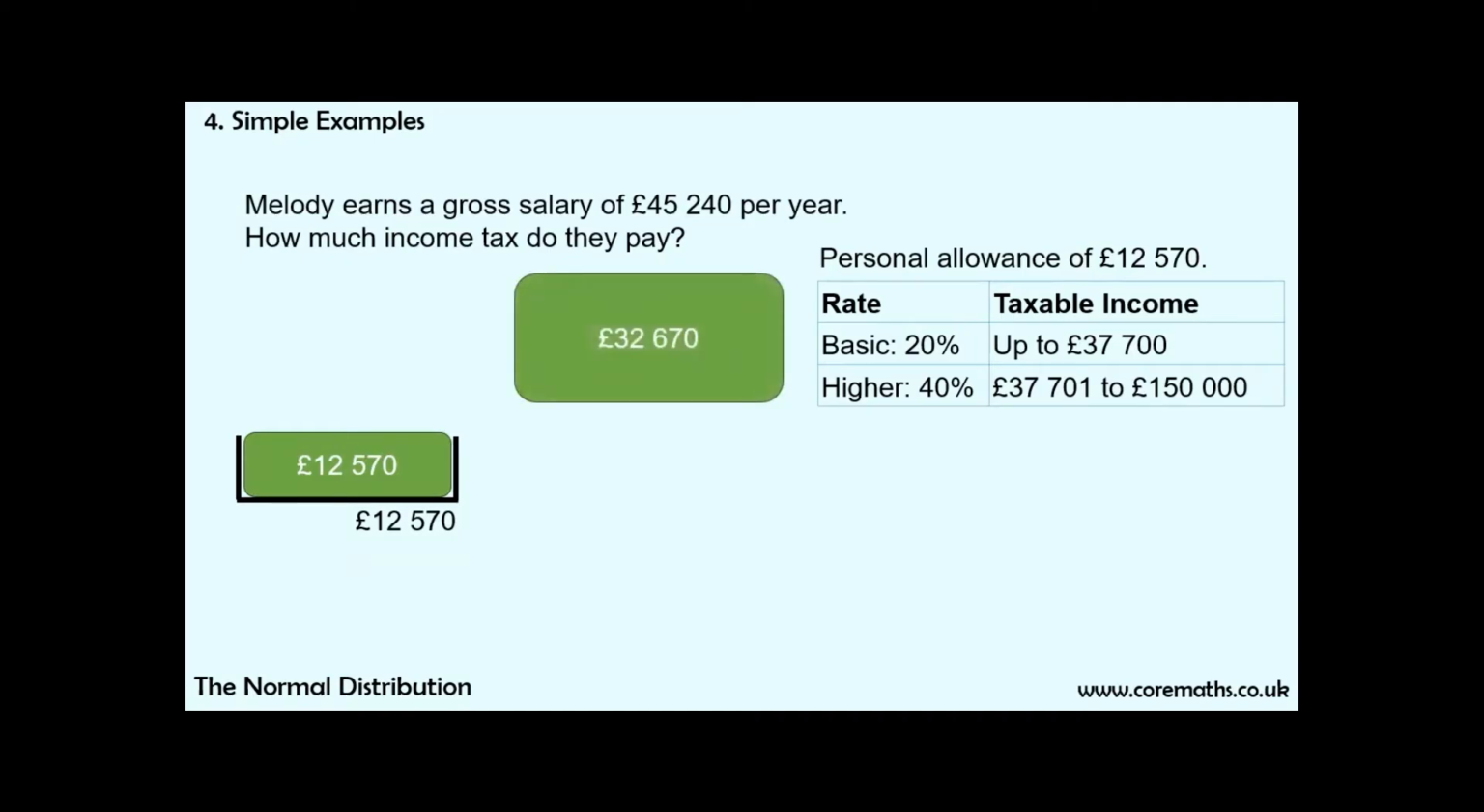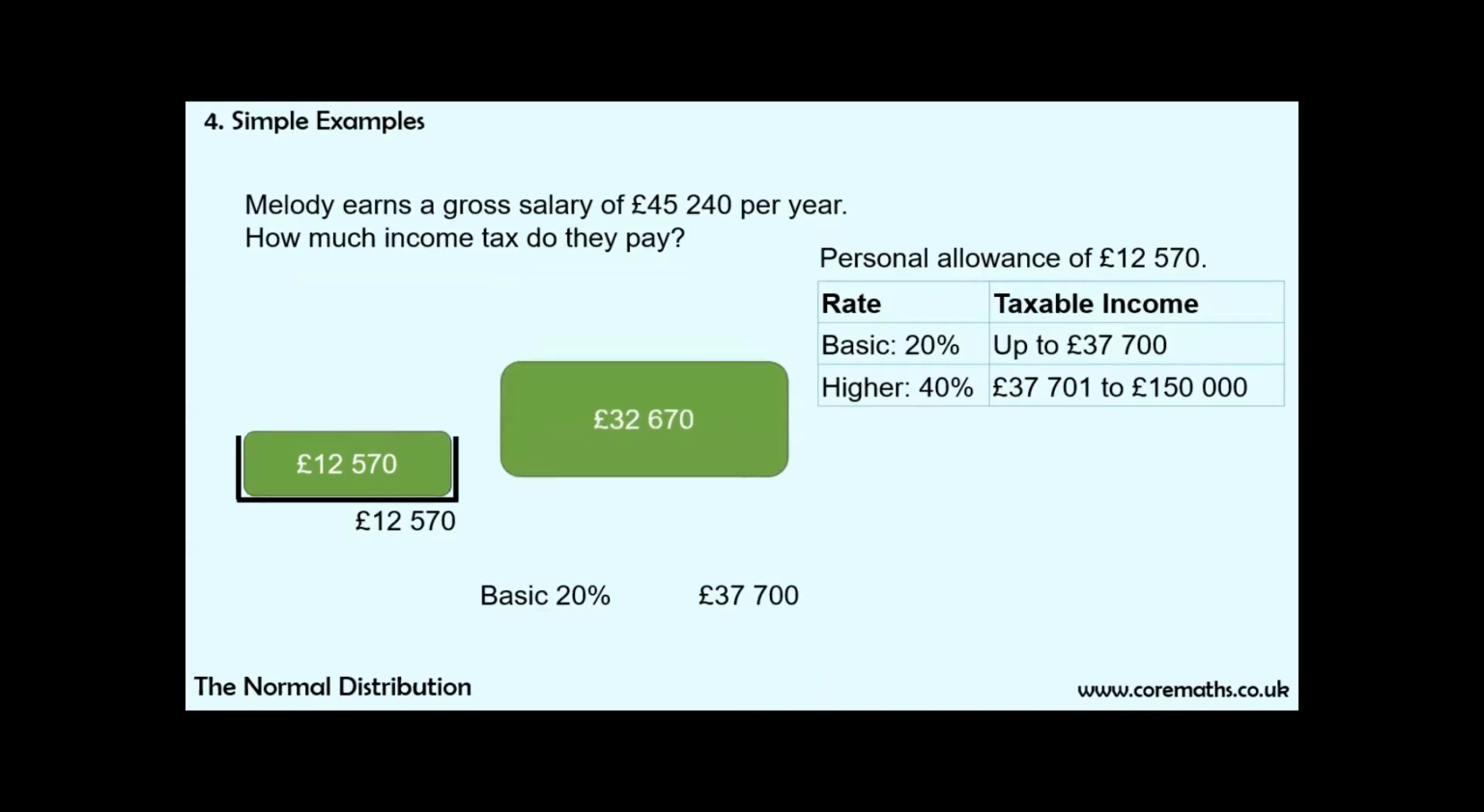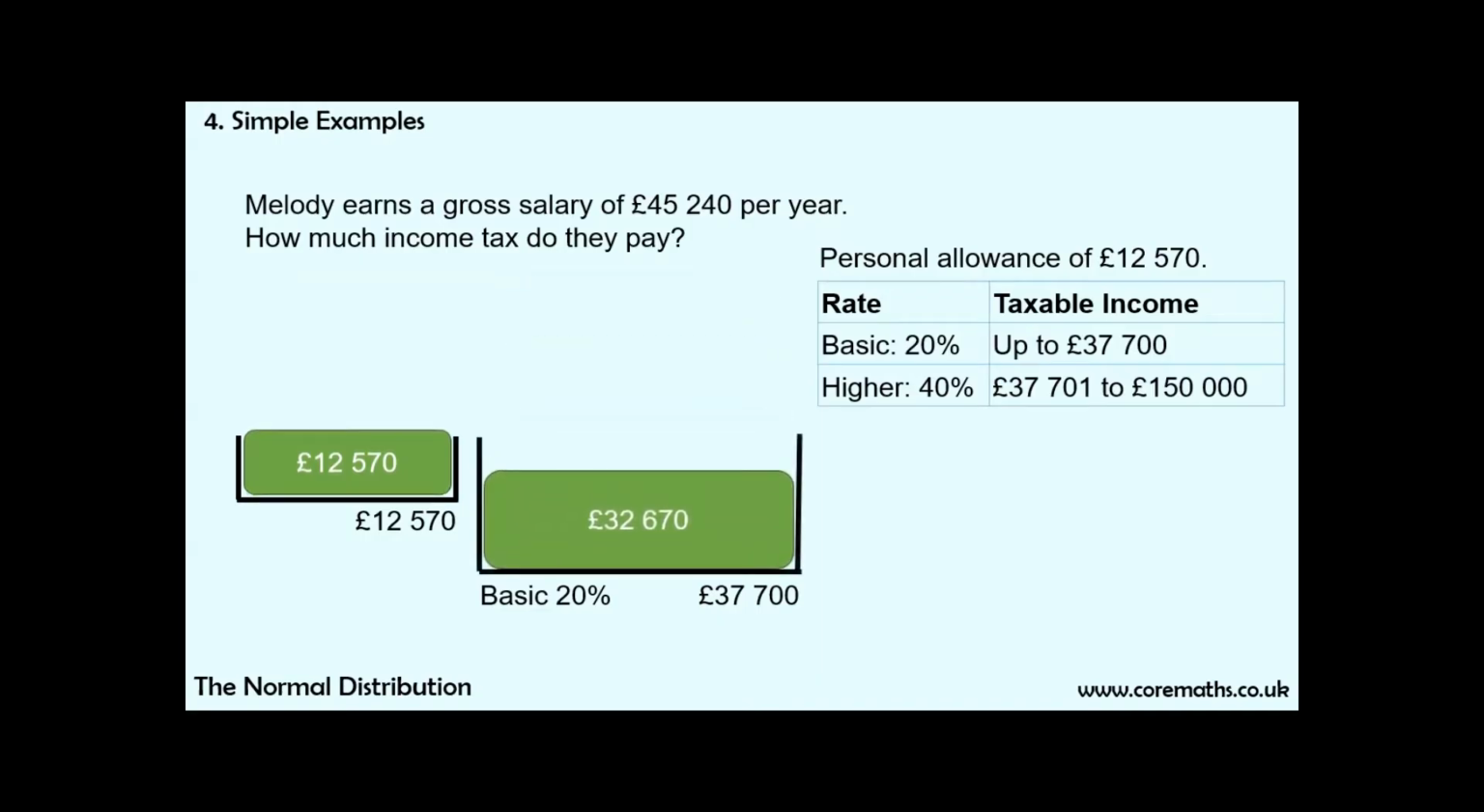So the basic rate tub can hold 37,700, and you can see that the 32,670 is not going to fill this up. There's going to be some space, so easy enough. 20% of that, 20% of 32,670 happens to be £6,534. Melody pays a bit more income tax, she earns more money.